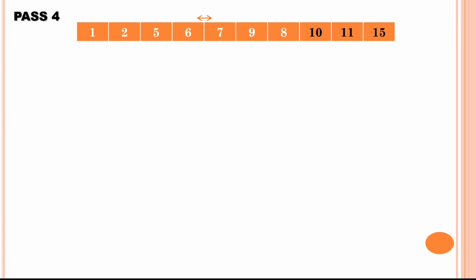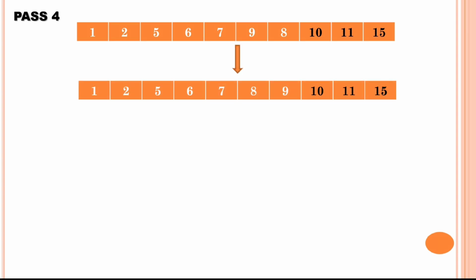Next pair is 6 and 7. Here also no swapping is needed. Next 7 and 9. Here again no swapping is needed as 7 is less than 9. Now comes the last pair of fourth pass, that is 9 and 8. Here 9 is greater than 8, so there will be a swapping and this one is the updated list.